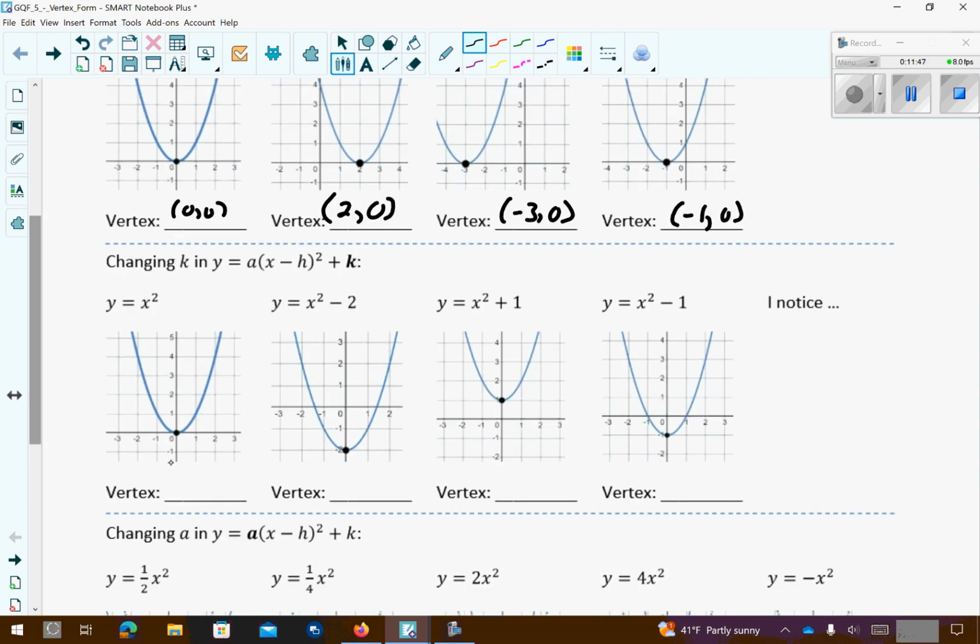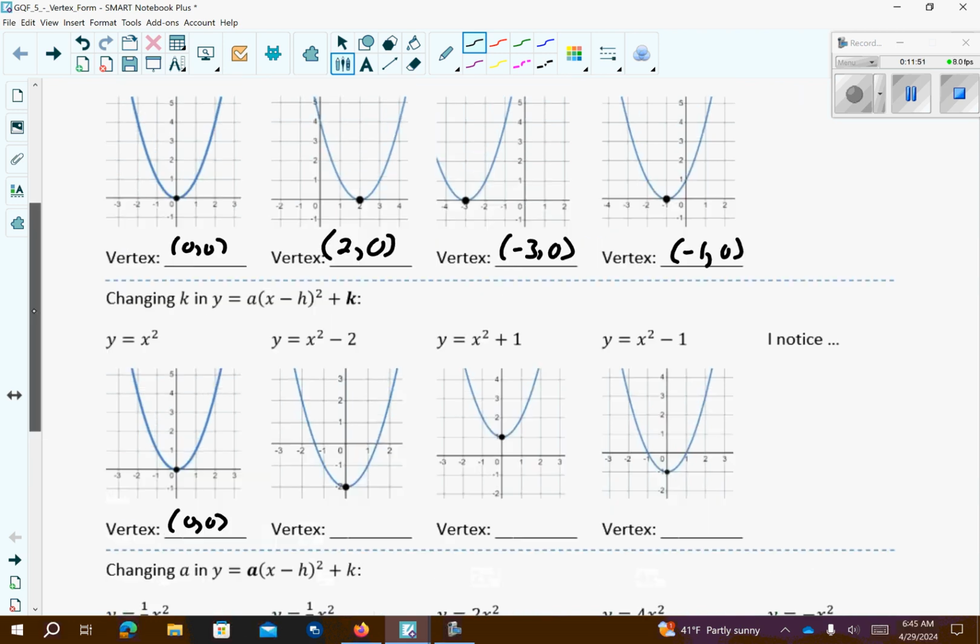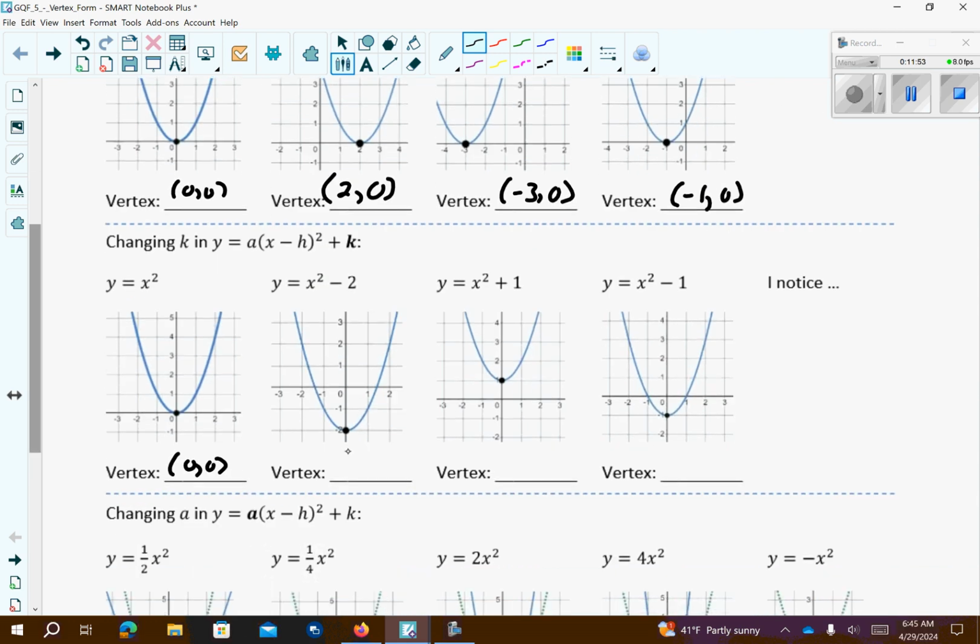All right, so then we know this one's still 0, 0. Notice I have a subtraction. It's not in parentheses this time. It's just in subtraction. So the vertex is going to shift down. Not in parentheses, it's going to go up. Not in parentheses, it's going to go down.